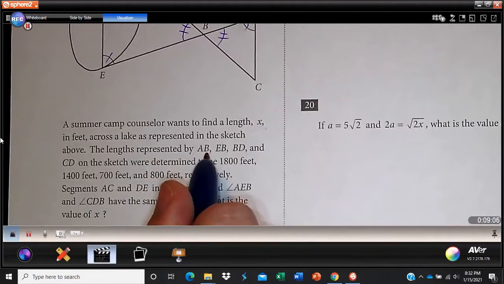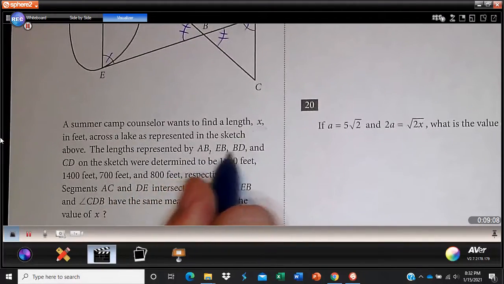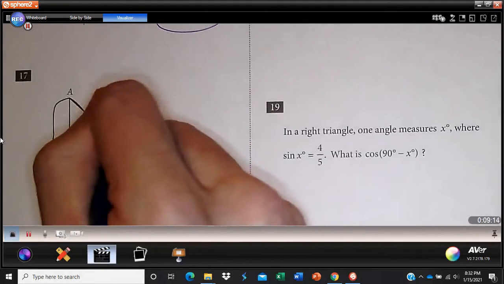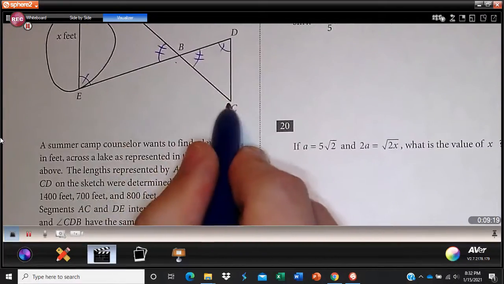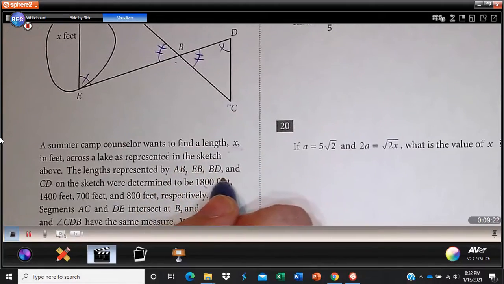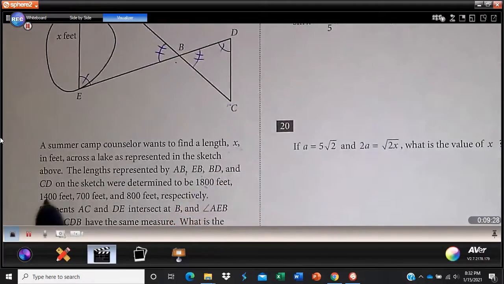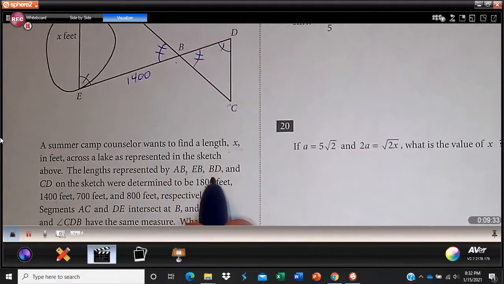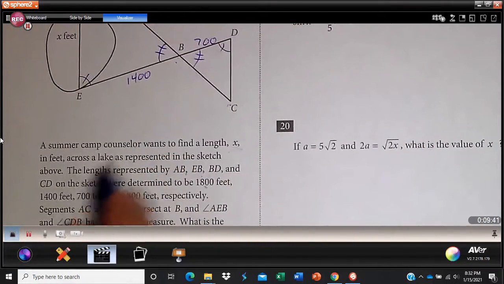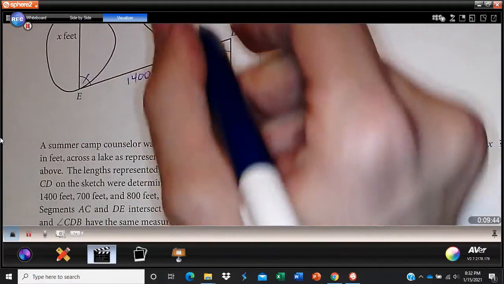So AB, the lengths represented are AB, determined to be 1800. Okay, so AB is 1800. And hopefully I get BC. If I had that, I could compare the sizes. They don't give me BC, crap. Okay, EB is 1400. BD is, okay, BD is 700. And CD, okay, that's this side, is 800.